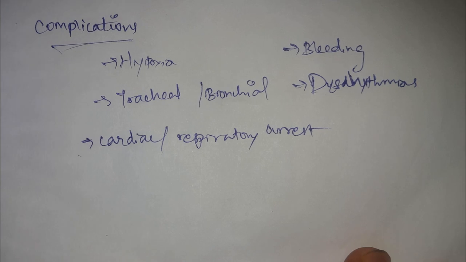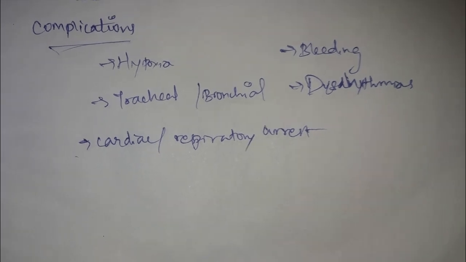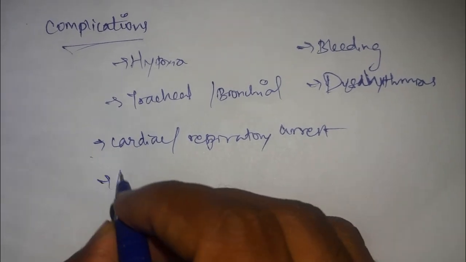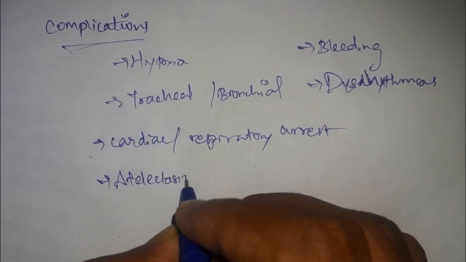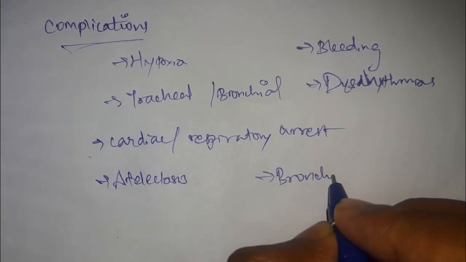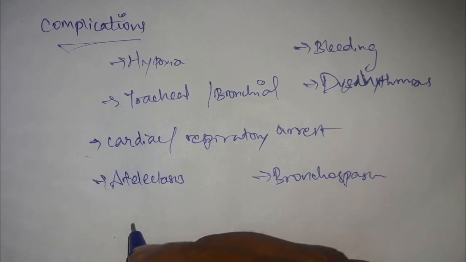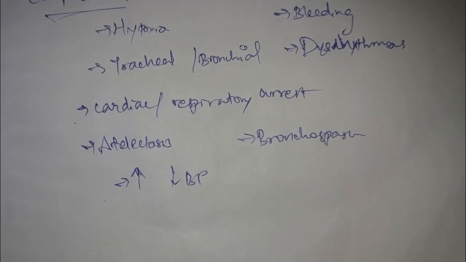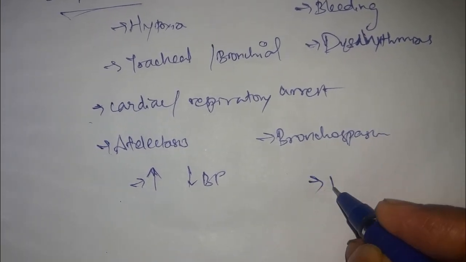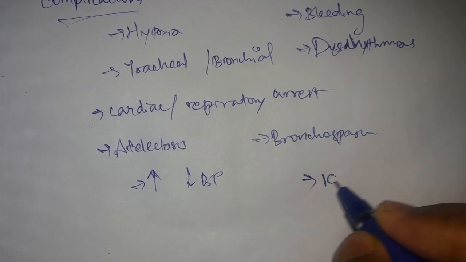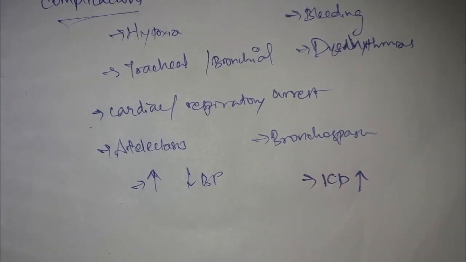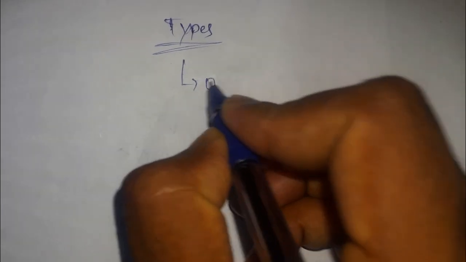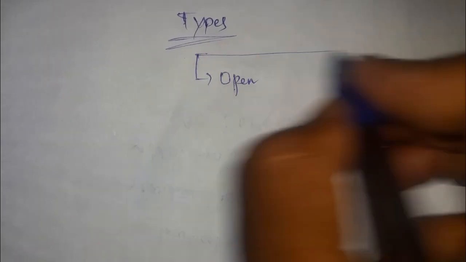And as I already mentioned, atelectasis may arise after the procedure, and bronchospasm may happen. For some people, high BP or low BP may occur, that is hypertension or hypotension. And one more complication: intracranial pressure may be increased. So these are all the complications. Then coming to the types of endotracheal suctioning, we have two types: open suction and closed suction.